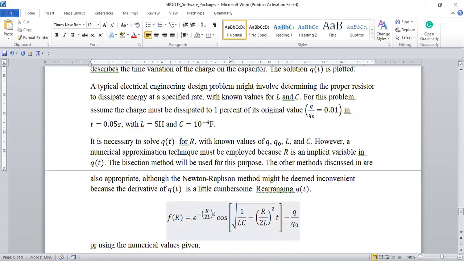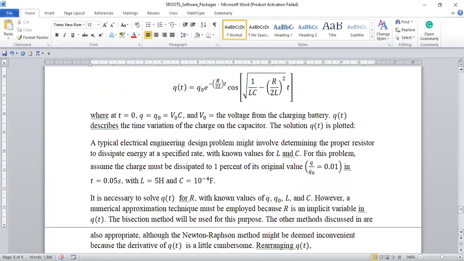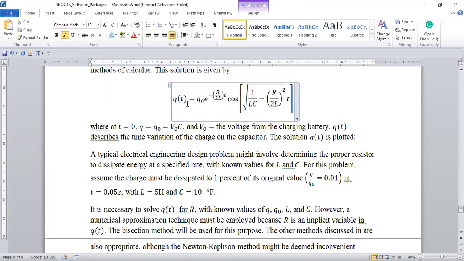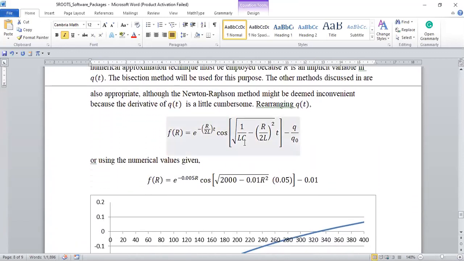Remember in the first lecture on roots, I told you that you can reduce any equation to finding the root by equating that expression or that function to 0. So we are going to equate this function to 0. All we are going to do is divide both sides by Q naught, then bring this Q divided by Q naught to the other side, and evaluate the function when it is equal to 0.